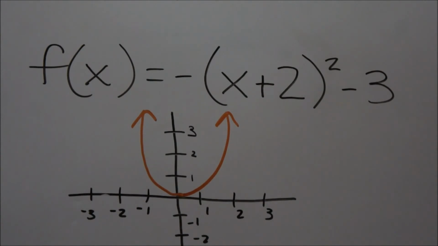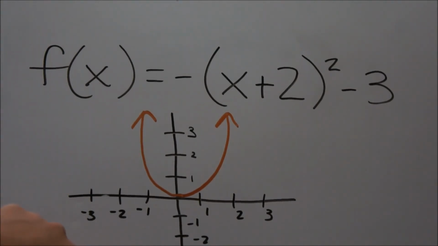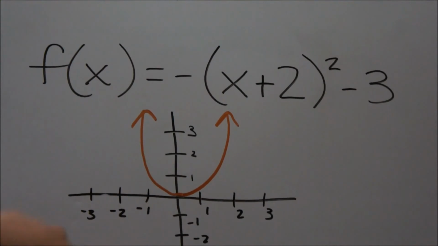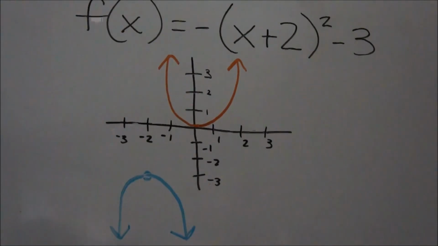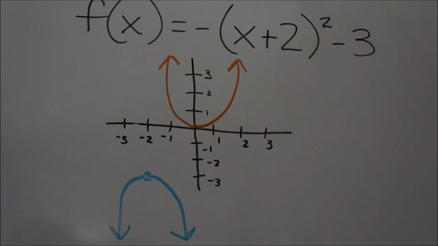Lastly, let's look at the negative out in front. Remember that when there's a negative in front of the x², that means the graph will flip. So it won't be a smiley face, but it will be a frowny face, starting here. This is what your graph should look like. The new graph is in the blue. It has moved 2 units to the left, 3 units down, and has flipped.